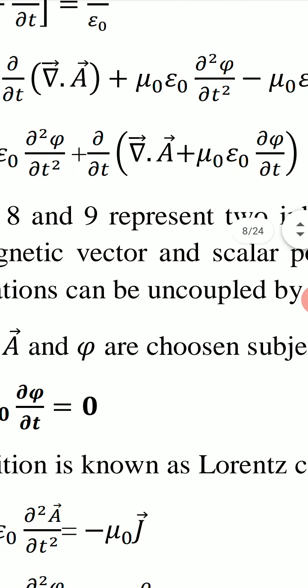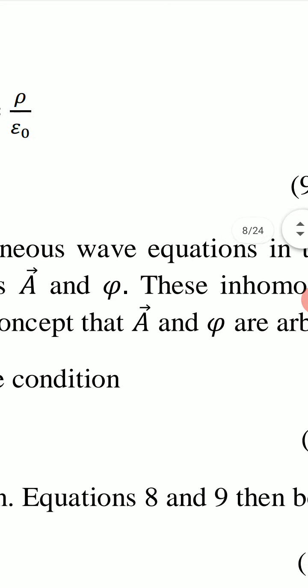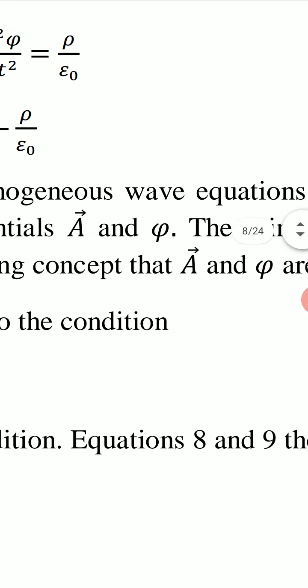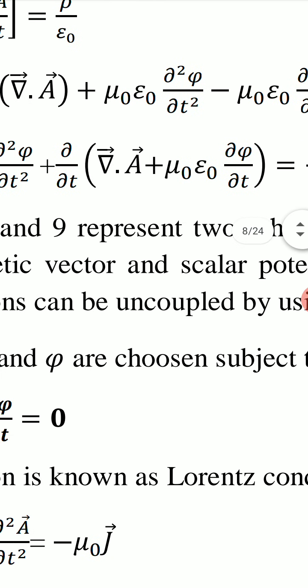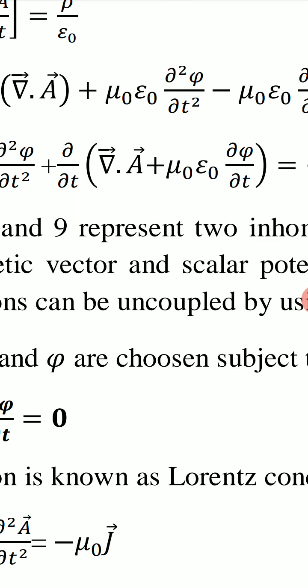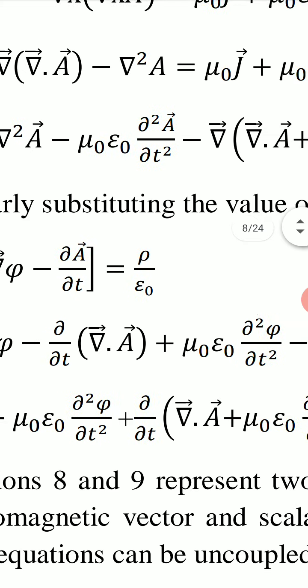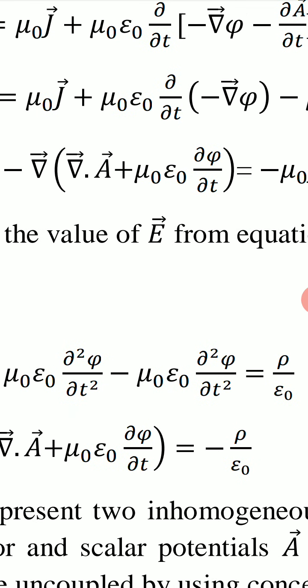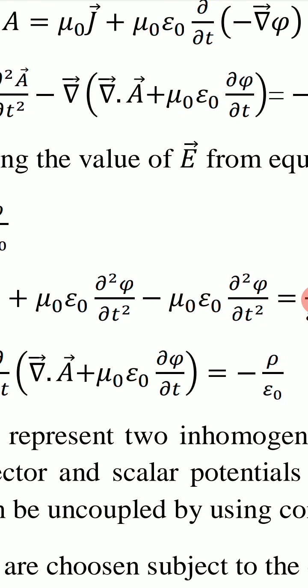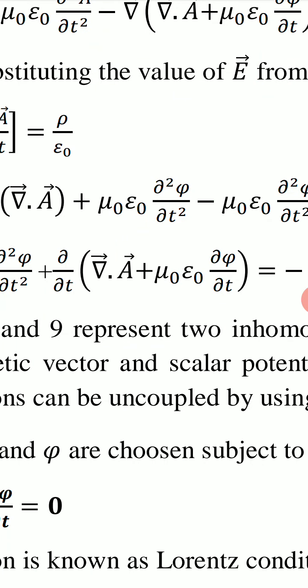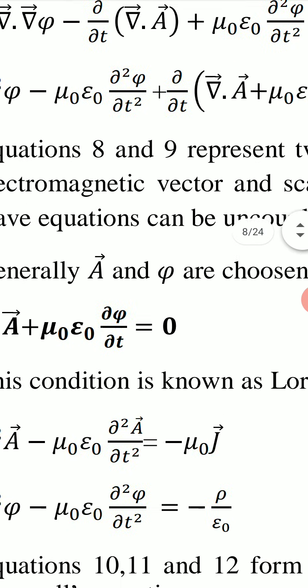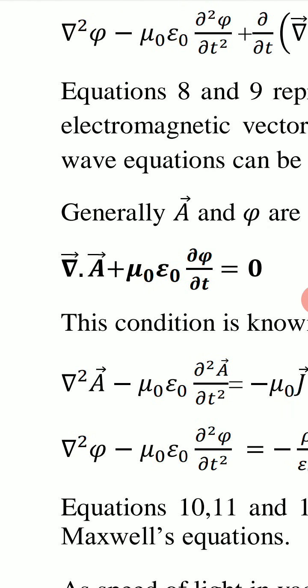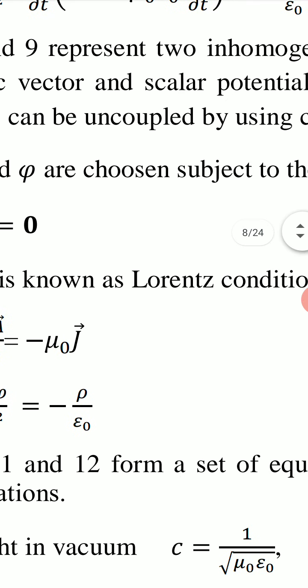This is the term which appears in equation 9, this bracket term del dot A plus mu 0 epsilon 0 delta phi upon delta t, and also in equation 8, this bracket term del dot A plus mu 0 epsilon 0 delta phi upon delta t. This term appears both in equation 8 and 9 inside the bracket. If vector potential A and scalar potential phi are chosen subject to the condition that this term becomes 0, this condition is known as the Lorentz condition.